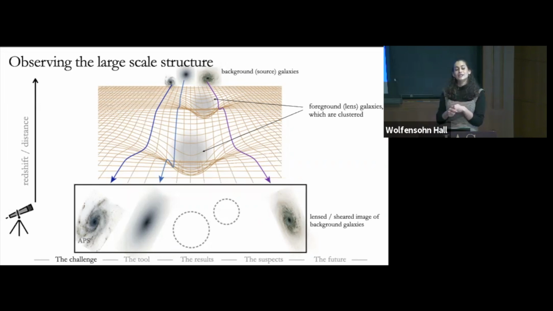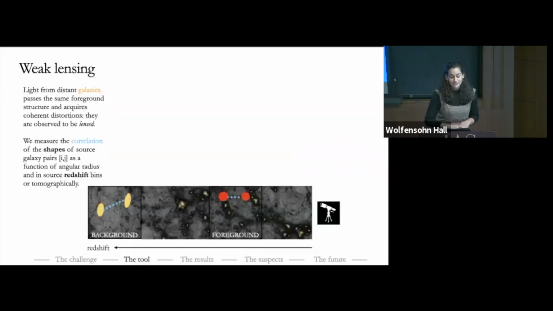And galaxies whose light travels past the same structures in the universe, like these two on the left-hand side here, acquire coherent distortions or alignments. So we measure a correlation between their shears. Now, these two observations, the clustering and the lensing, were the foundation of our cosmology analysis. And on the next slide, I'll say that in a little bit of a different way.